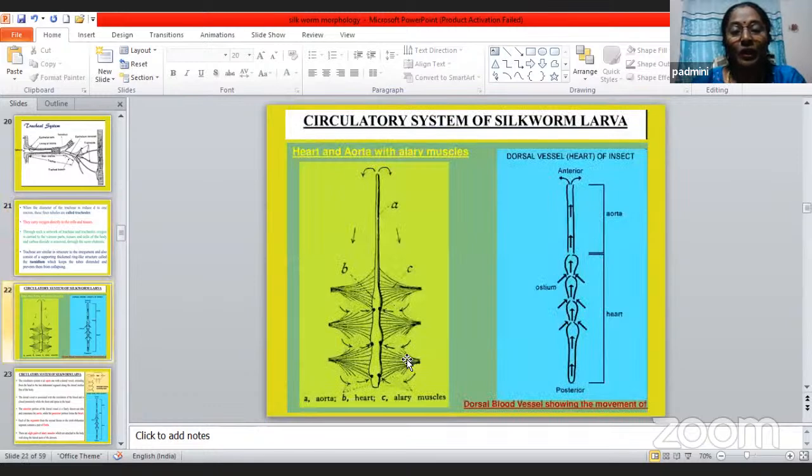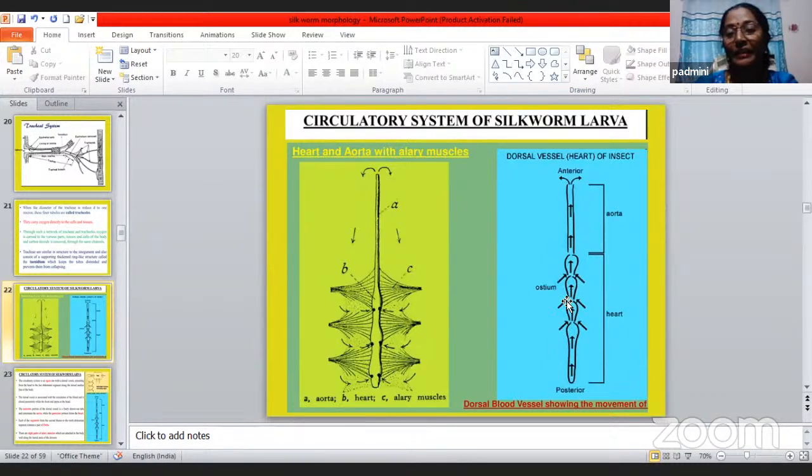Now coming to the circulatory system. Here we will be talking about how the blood moves from one place to another. If you see over here, the dorsal vessel is the heart of the insect. It has a long tube-like structure called the aorta, which is open anteriorly, and then you have the heart that is present over here.